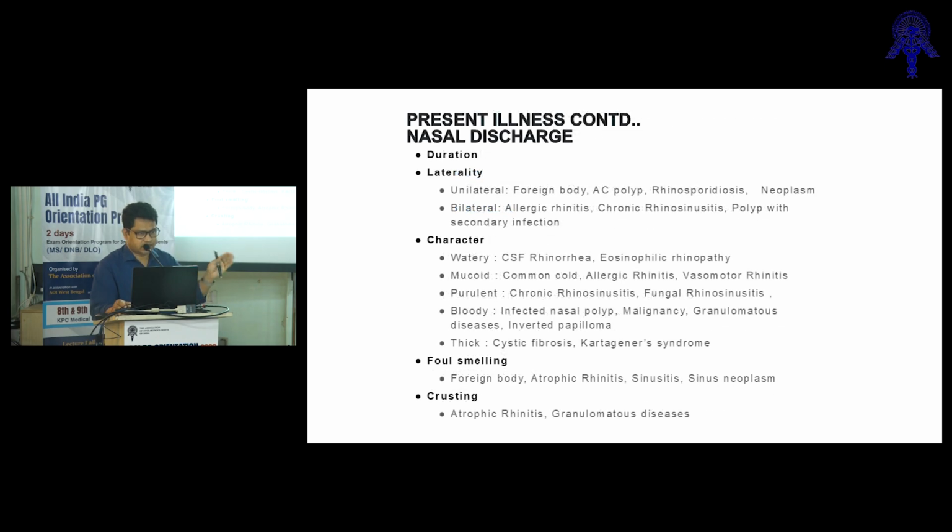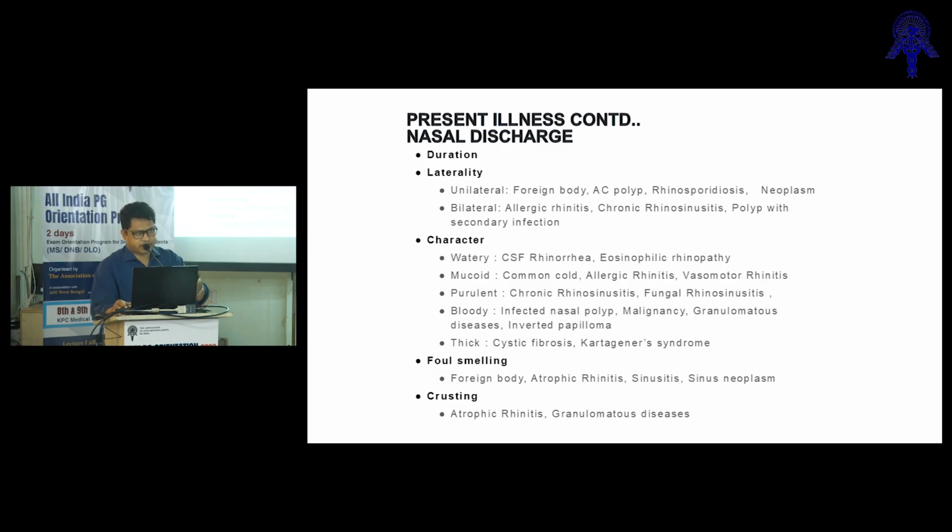Now coming to the second point, nasal discharge. Again, it can be written this way, starting from the duration of the discharge, whether it is unilateral or bilateral. In case of children, a unilateral foul smelling nasal discharge will come, likely due to a foreign body or AC polyp, infected AC polyp, or rhinosporidiosis. These are unilateral diseases. Bilateral ones include allergic rhinitis and chronic rhinosinusitis.